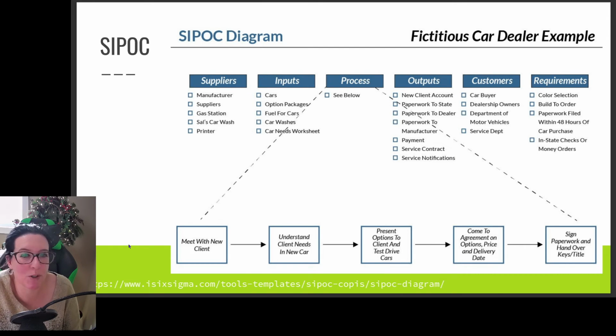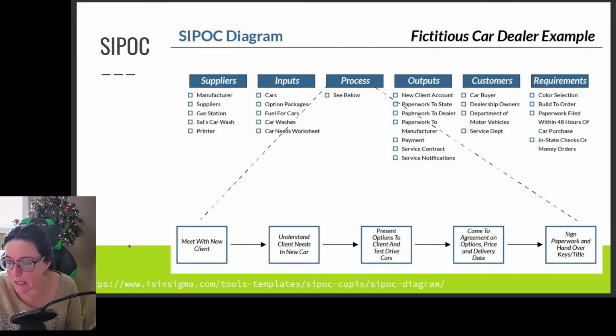So our customer is going to be those who buy the car. In this case, there are other parties to the agreement, of course, because if you purchase the car, you're also going to need to get it approved with a license plate. And so you have here the Department of Motor Vehicles. And if we're adding in those option packages, we have our service department helping with that as well. And then we have any requirements or restrictions here. Paperwork has to be filed within a certain amount of time, certain requirements in terms of how we process any of the financing and those types of things.